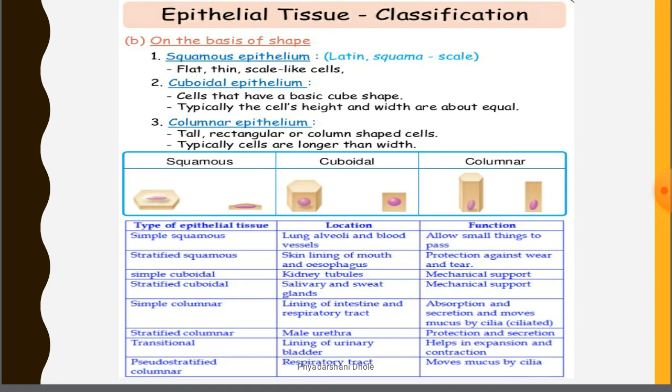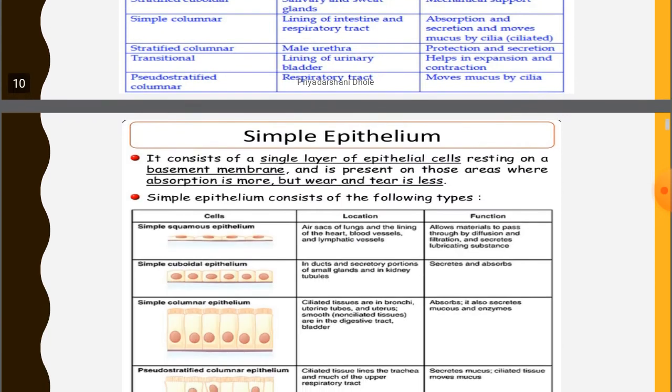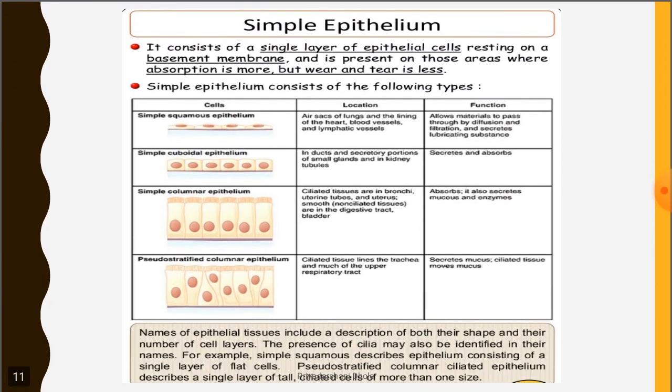And what is the function? It moves mucus by cilia. Now, simple epithelium has types: squamous, cuboidal, columnar, and pseudostratified, which is also called ciliated epithelium. It consists of a single layer of epithelial cells resting on the basement membrane and is present in areas where absorption is more but wear and tear is less.